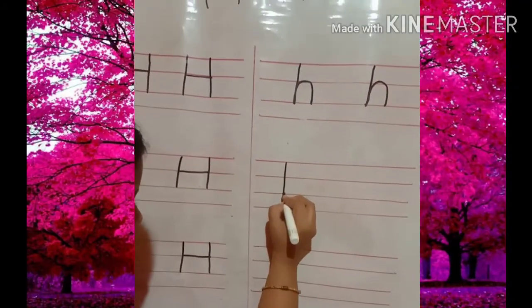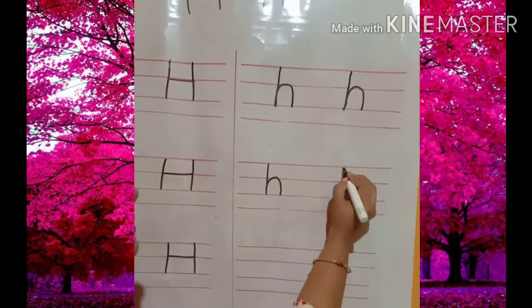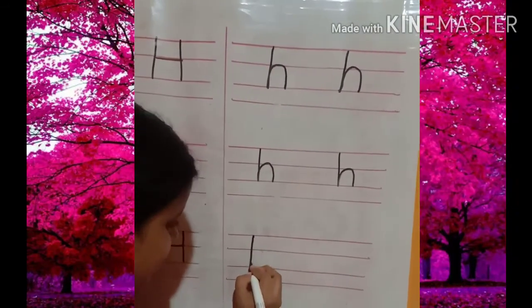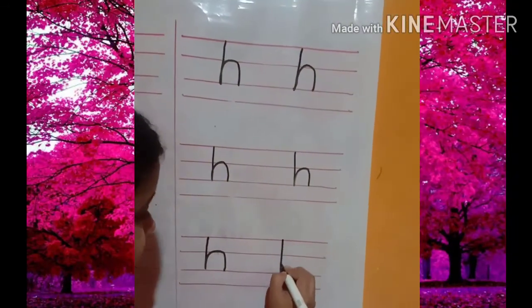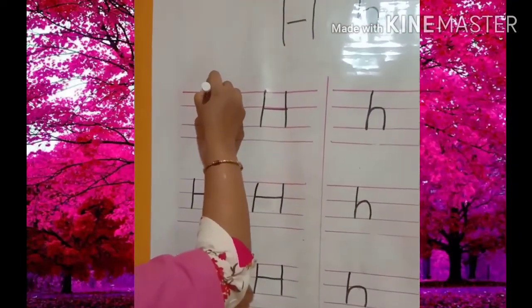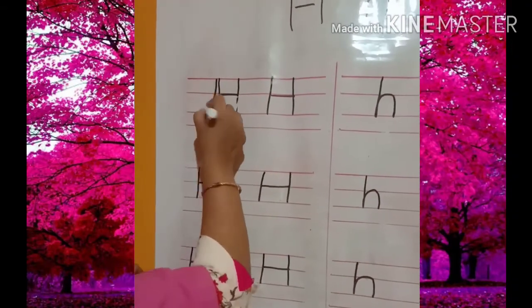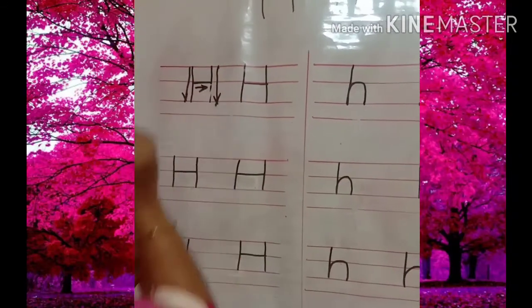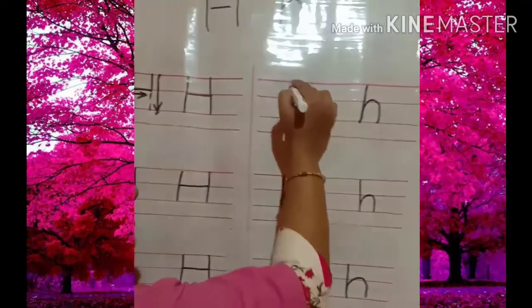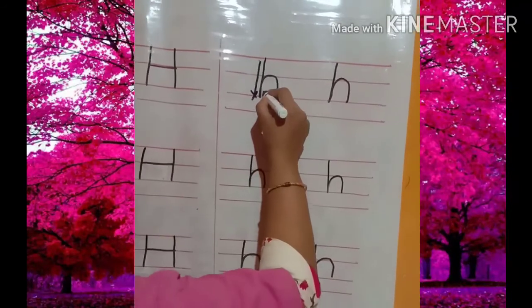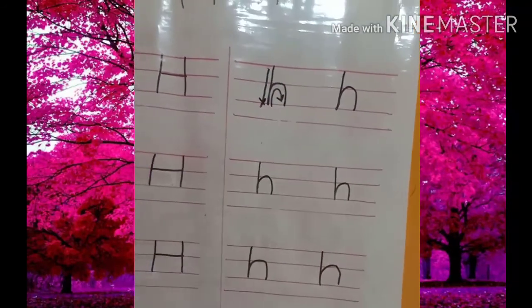A standing line, and from here a down curve. Standing line, a down curve. See how we are writing? This is the way you have to write, from here to here. Again this line from here to here, and this line from here, this side to this side. And here first a standing line from up to down, then from here you can draw like this. So that is how you write the letter H.